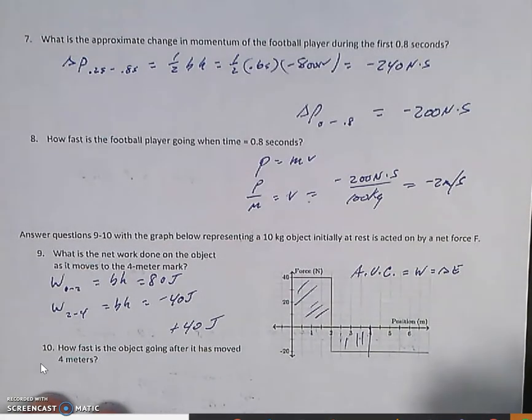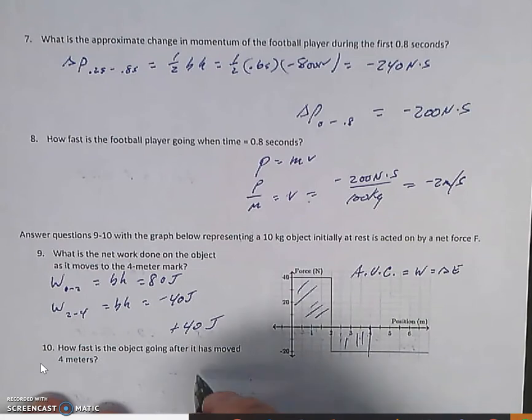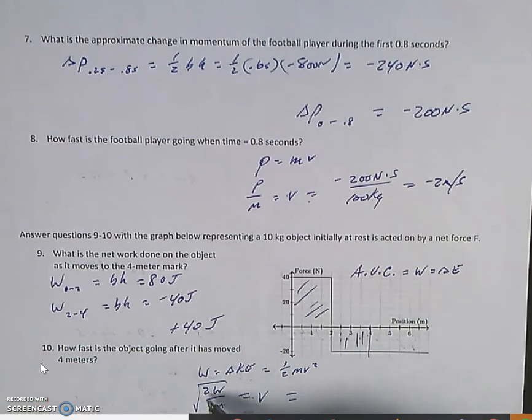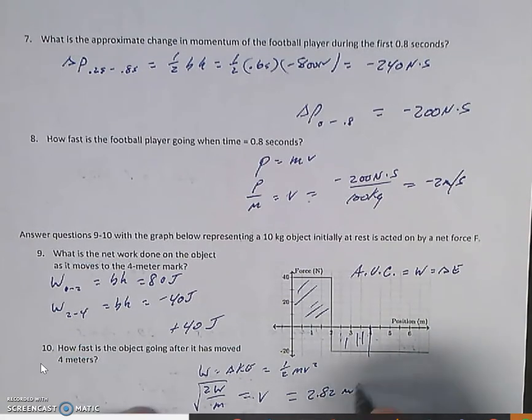Where does that positive 40 joules of work go? It goes, in this case, to change the kinetic energy, which is 1/2 mv squared. So twice the work divided by mass, square rooted, is equal to v. So 2 times 40 gives us 80. 80 divided by 10 gives us 8. The square root of 8 is about 2.82 meters per second.